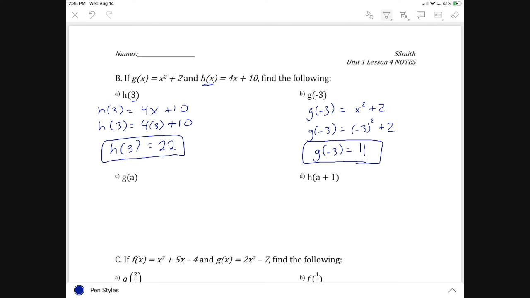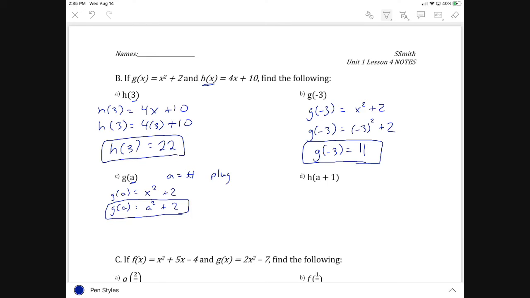Then we're going to go to C, which is g of a. So a is a little bit different. It is still a number, but we don't know what number it is. So we're still going to use that same equation. We're just going to plug in a like it was any other number. So it's g of a equals x squared plus 2. We're going to just plug in a for x, just like we did. G of a equals a squared plus 2. And since we can't do anything more, since we don't know what a is, that's our answer.